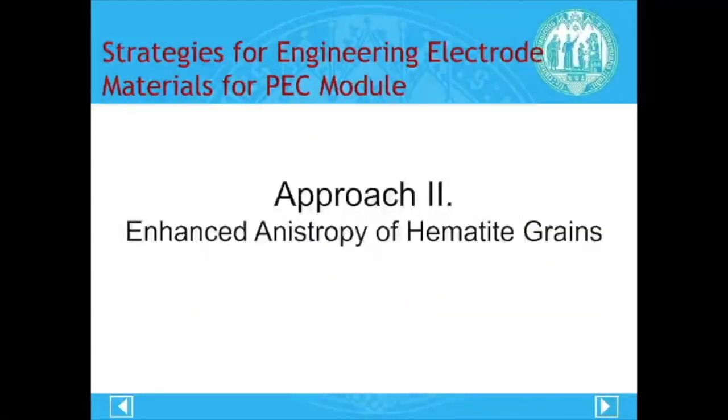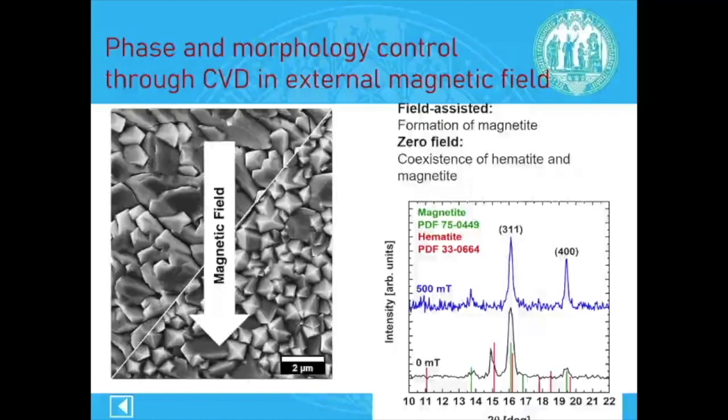The second approach that we have observed in our last few years of research is the anisotropy of the grains. If we have nanowires or elongated grains, then the charge transport is more efficient when compared to isotropic grains or equiaxed grains. So for this, we have recently started performing CVD in an external magnetic field. And this is very interesting, that the application of an external magnetic field has a very striking effect on the texture of the film, so the grain orientation.